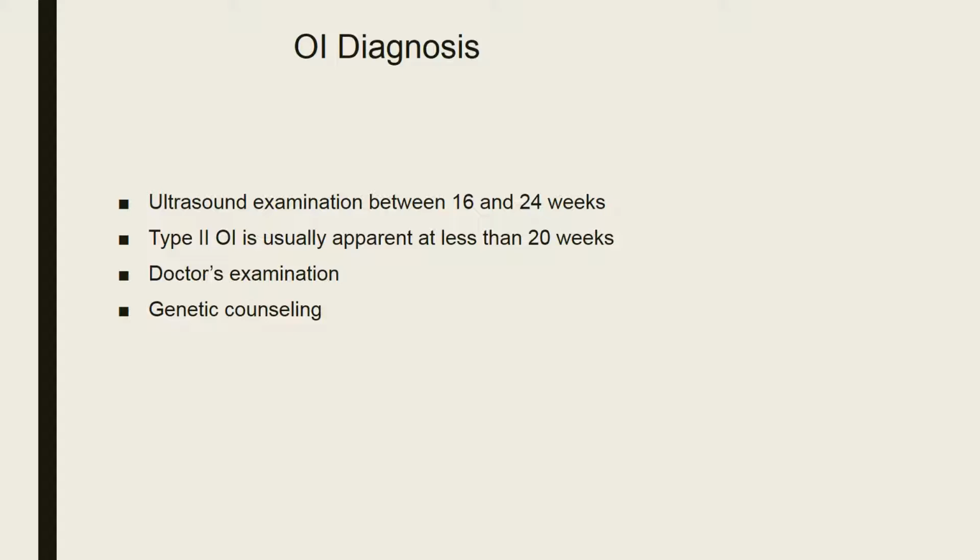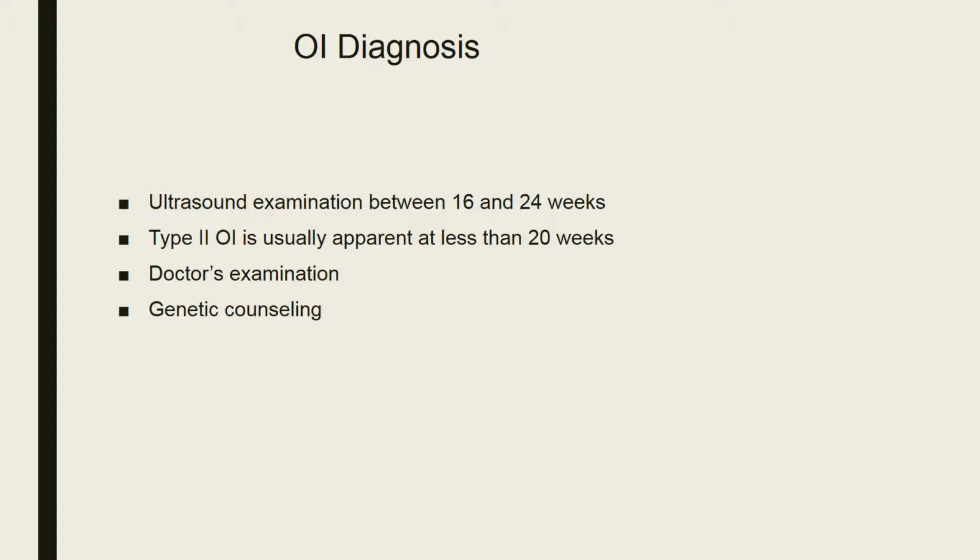They diagnose OI by doing an ultrasound exam, typically at 16 to 24 weeks gestation, in which case type 2 osteogenesis imperfecta is usually apparent at less than 20 weeks, because with that ultrasound they can look at the bones and how they're forming. They can also diagnose osteogenesis imperfecta by certain types of doctor's examinations.